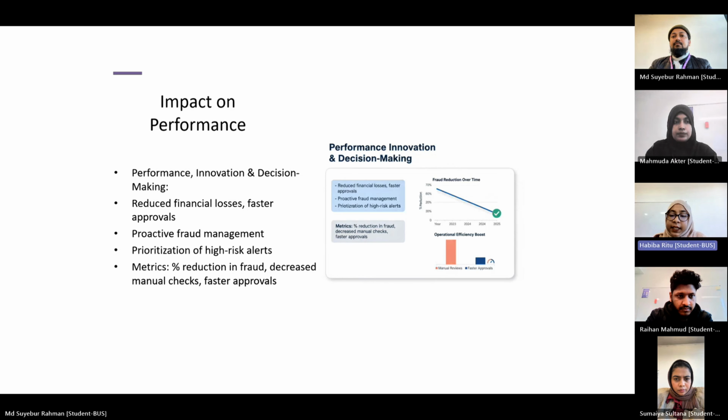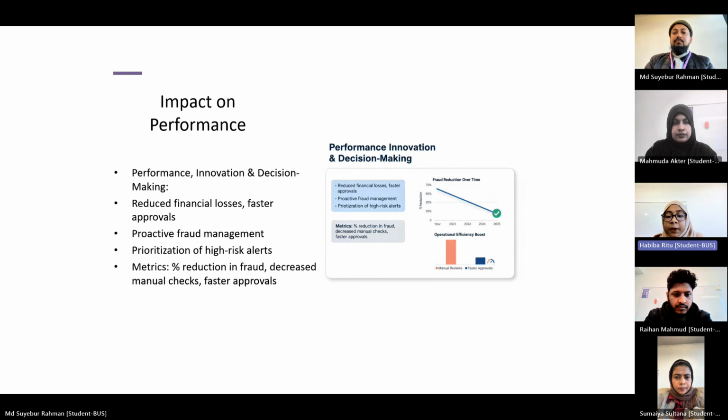On the next slide, the data tells a compelling story. Please focus on the impact on performance. The graph on the right shows a steady reduction in fraud from 2023 to 2025. This downward trend proves the system is working. On the other hand, the bar chart below shows an operational efficiency boost.